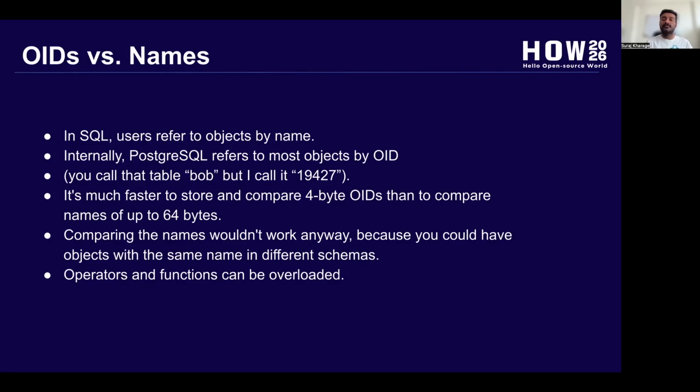Also, comparing names doesn't work anyway because you can have the same object name in different schemas. For example, we can create the same table T1 in schema S1 and S2 as well. Those two tables would have different OIDs, right? And similarly, operators and functions can be overloaded.